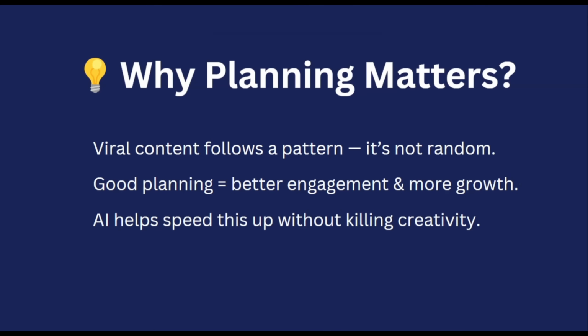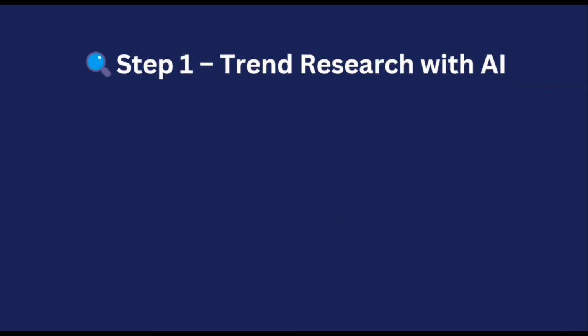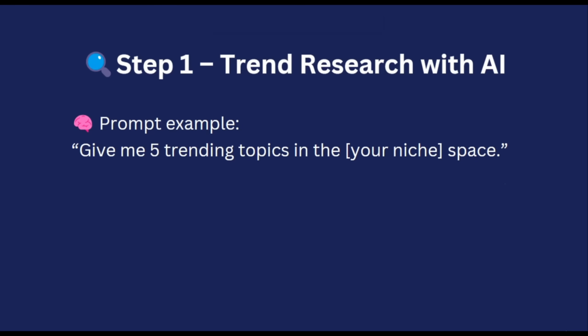So how can you use AI to plan your content? The first step is trend research with AI. This simply means we're going to use the help of AI to find trending content. Here's a prompt example that we're going to use. It goes like this: give me 5 trending topics in the your niche space. Right here where it says your niche, you can just insert your niche. Let's say, for example, your niche is weight loss. So it's going to be give me 5 trending topics in the weight loss space. If it's health and fitness, just put health and fitness right here.